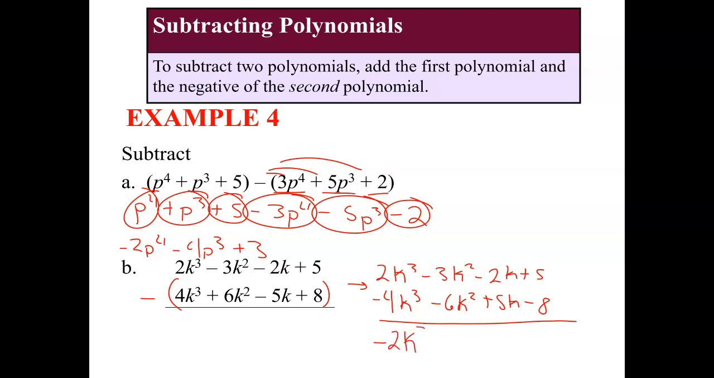Negative 2k cubed, negative 9k squared, positive 3, negative 2 plus 5, positive 3k, and then 5 minus 8, negative 3. Whole lot of combining like terms.